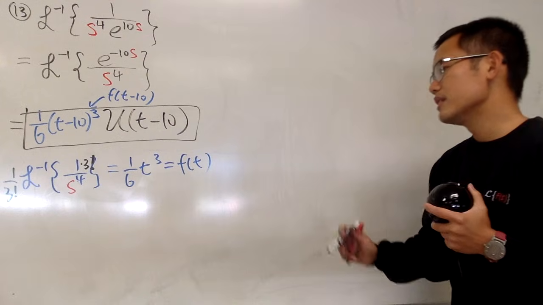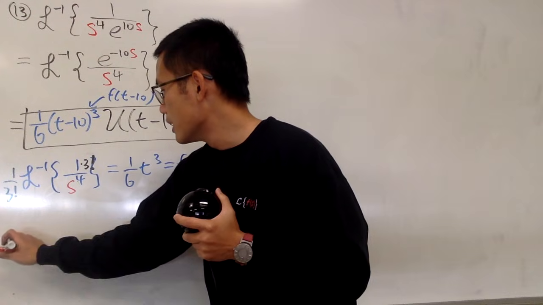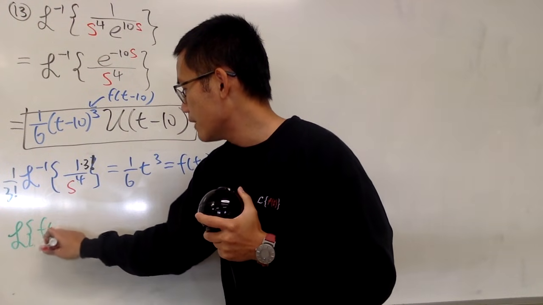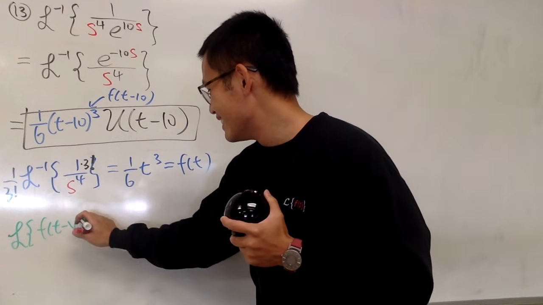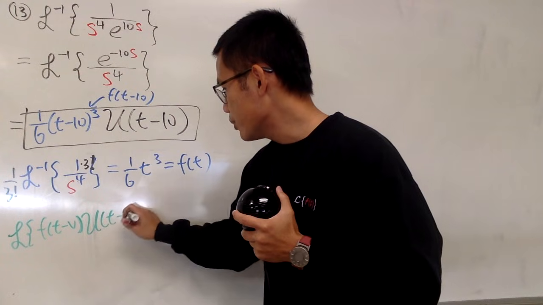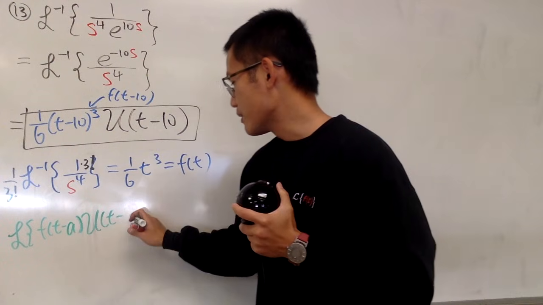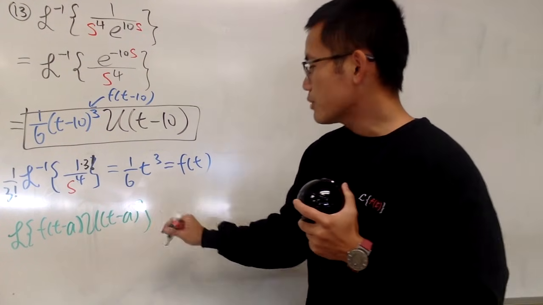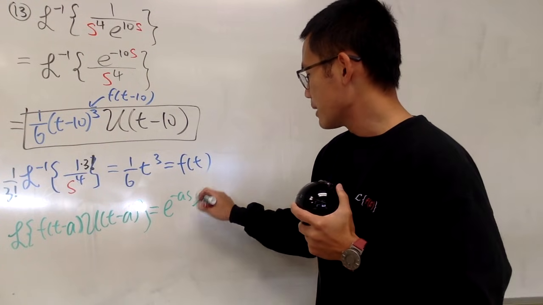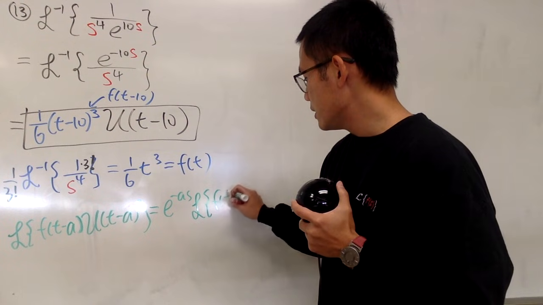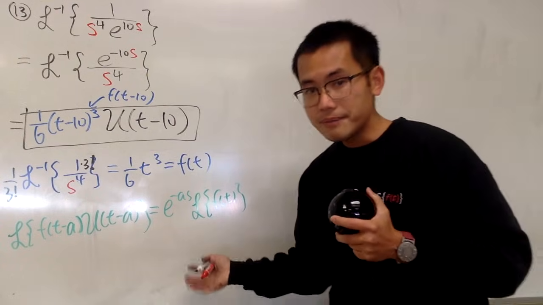That's it. So I think this is the easiest way to do it. Just have to remember the formula that we are using in this case is when you have the Laplace transform of f of t minus a times the unit step function of the same input, t minus a. This right here gives you e to the negative as, and then you have the Laplace transform of the f of t. So you just have to multiply by this guy. So that's the deal right there, right?